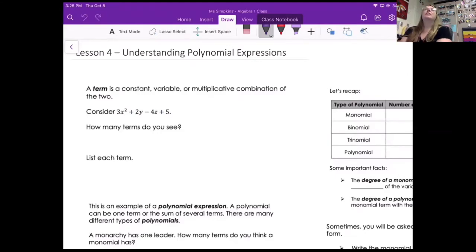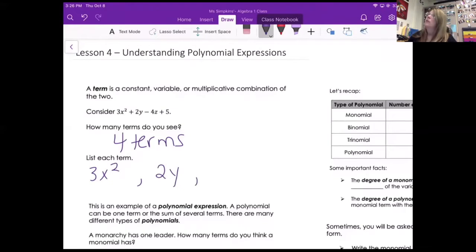So terms are things that are separated by addition and subtraction. If we're looking at this expression, 3x squared plus 2y minus 4z plus 5, there are 4 terms. And if we were going to list them, we would list 3x squared, 2y, negative 4z, and 5. Those are the 4 terms.